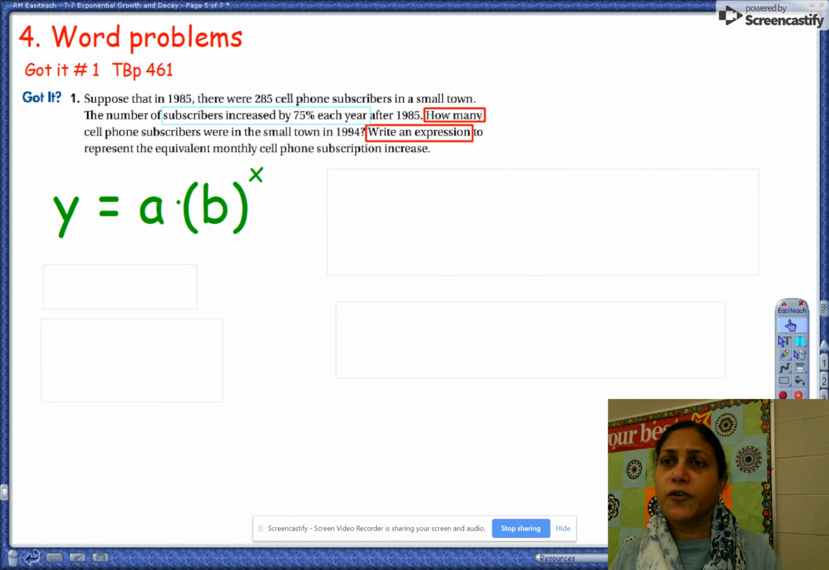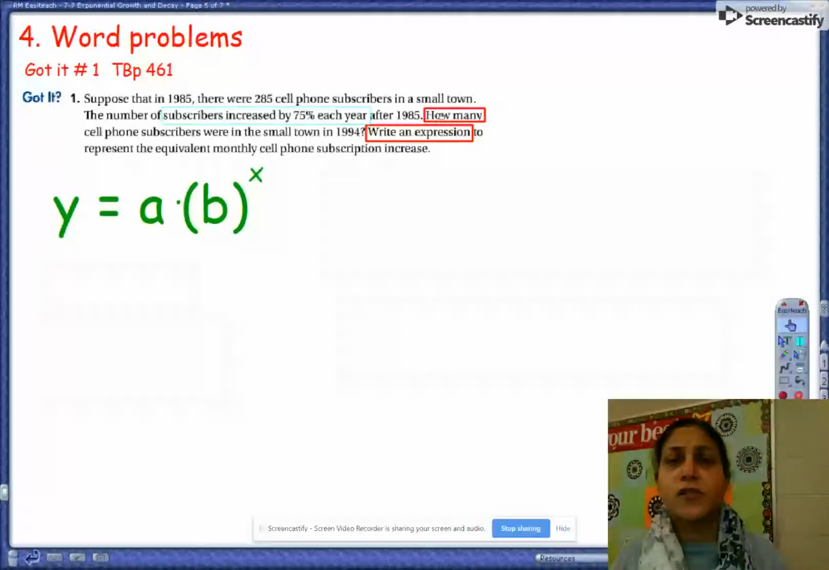So most of the problems you're going to do on exponential growth and decay are going to be word problems. So here's an example problem. In 1985, there were 285 cell phone subscribers, and the number of subscribers increased by 75% each year. That means every year it's going up by 75% more. How many cell phone subscribers were in the town in 1994? Write an expression to represent the equivalent monthly cell phone subscription increase. So there are two parts to this question. You have to write an expression, and you also have to find how many people there were in 1994.